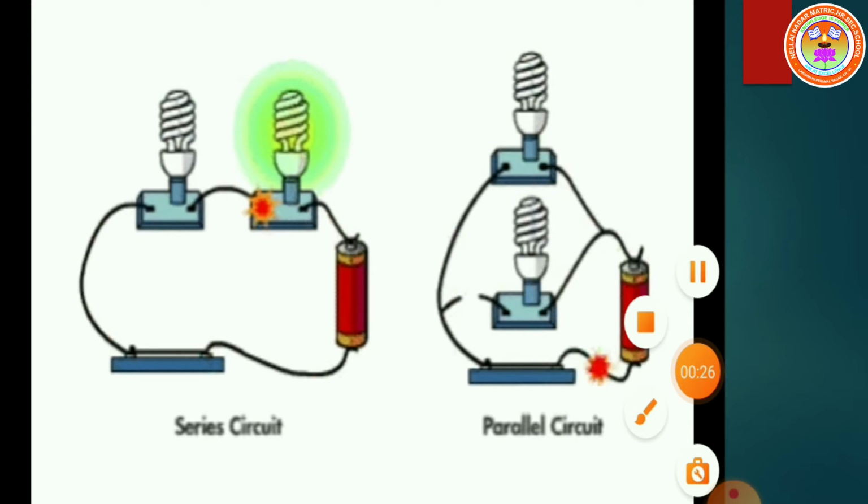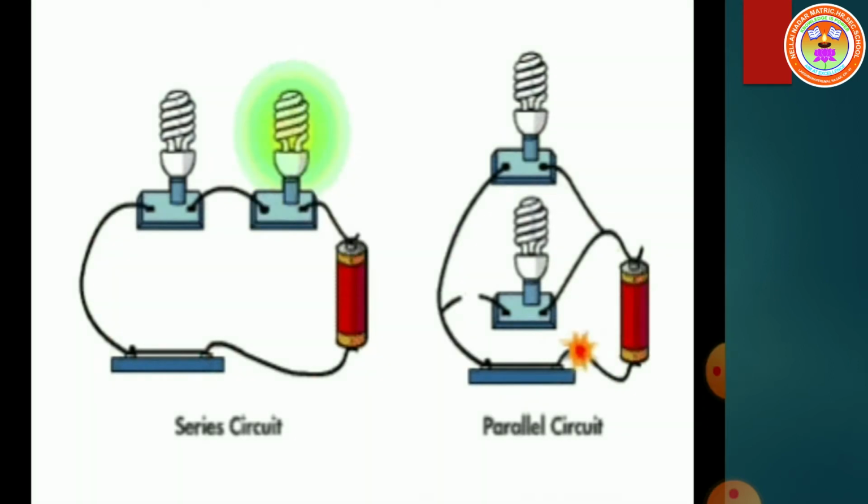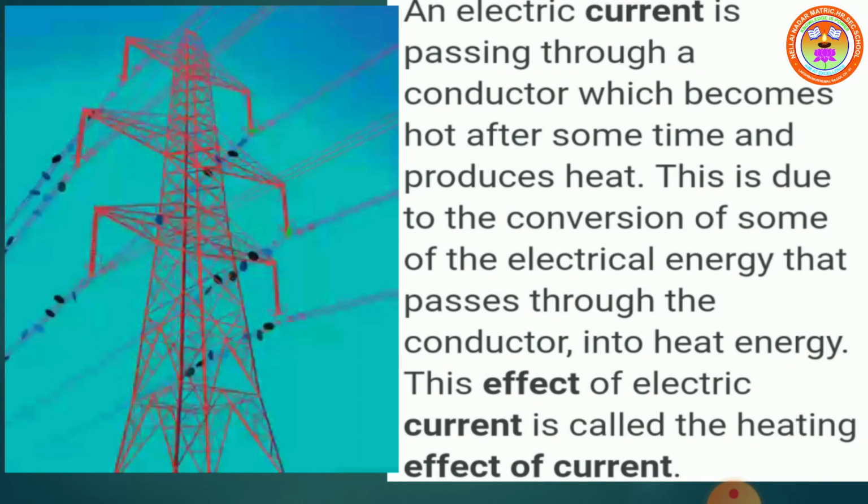Next, we are going to discuss the effects of current. When current is flowing through a conductor, it produces certain effects. These are known as effects of electric current. These effects result in conversion of electrical energy.